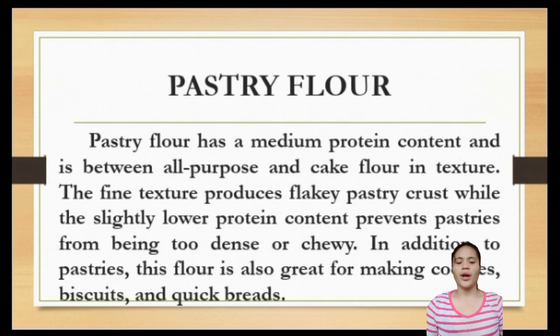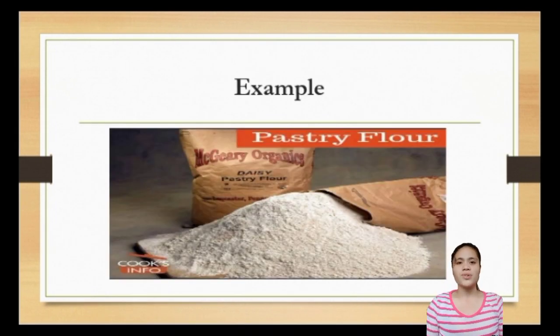Then the pastry flour. Pastry flour has a medium protein content and is between all-purpose and cake flour in texture. The thin texture produces a flaky pastry crust, while the slightly lower protein content prevents pastries from being too dense or chewy. In addition to pastries, this flour is also great for making cookies, biscuits, and quick breads.